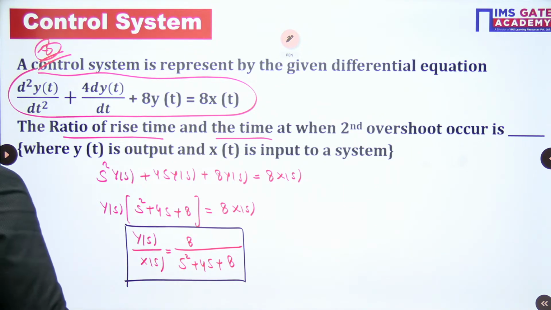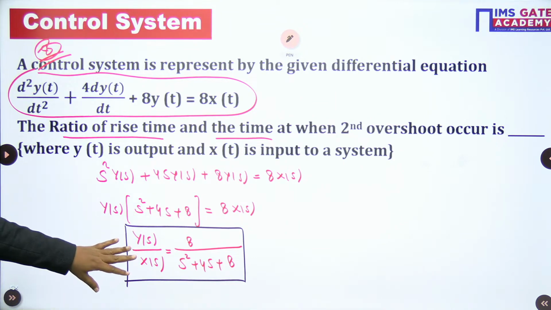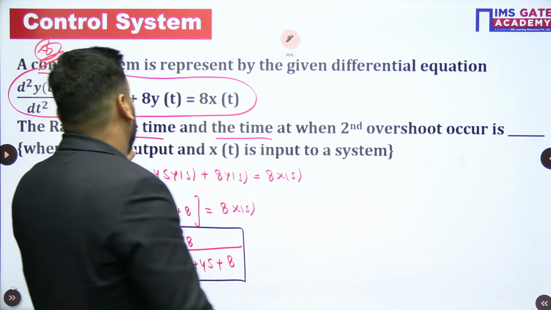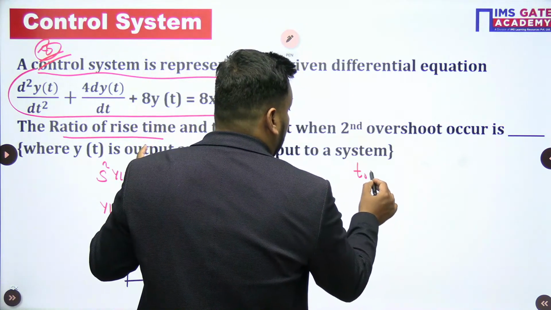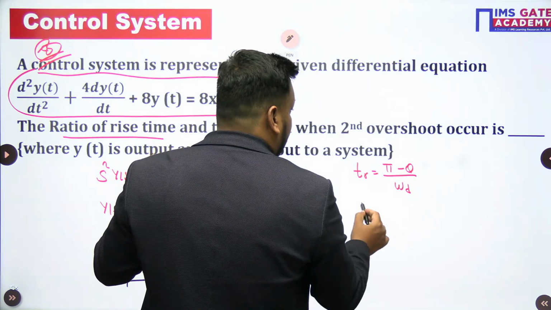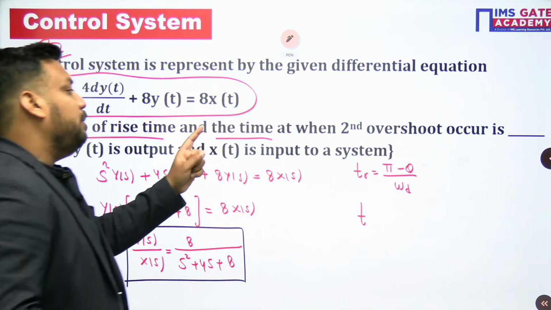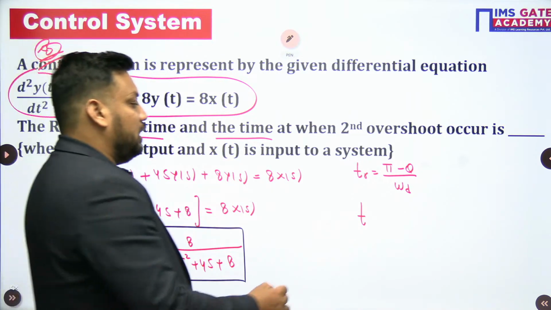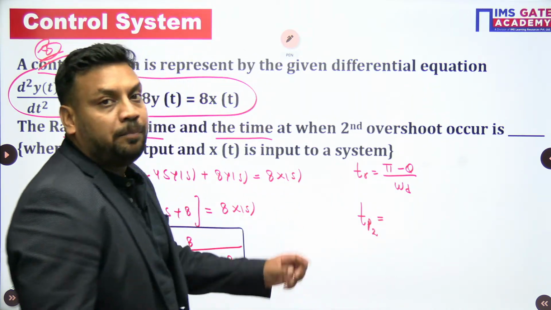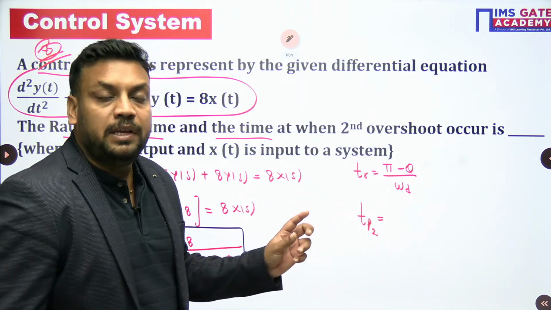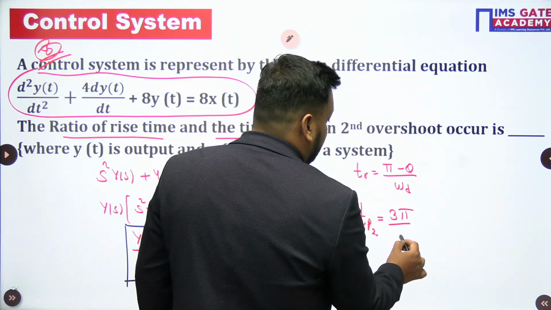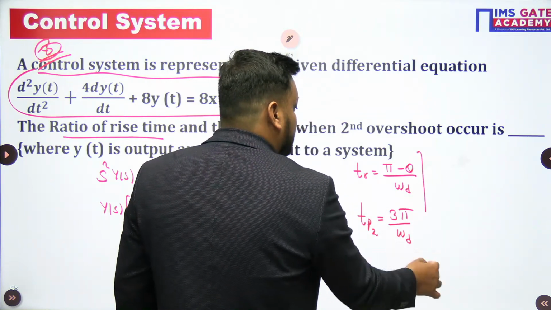And do you know, if the second order standard transfer function is given to you, the examiner is asking for the ratio of rise time. Do you know the rise time formula? The rise time formula is nothing but (pi minus theta) upon omega d. And the examiner is asking for the time at which the second overshoot occurs. It means asking for the second peak time, TP2. Do you know the first peak time is pi upon omega d? The second peak overshoot occurs at 3 pi by omega d. So the examiner is asking for this ratio.